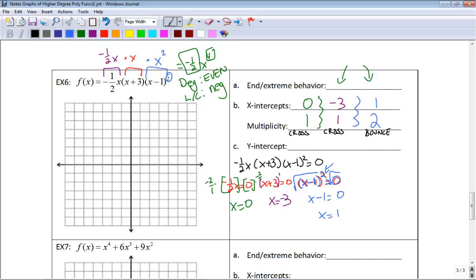Y-intercept. How do you find the y-intercept? That's going to be your favorite part. Compute f of 0. So what does that mean to us? It means negative 1 half.